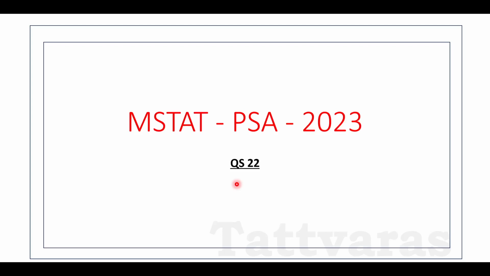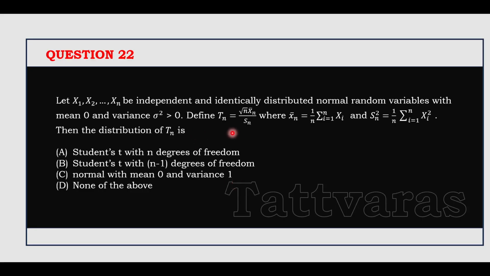So today we are going to discuss question number 22 from PSA 2023. Here we are given a set of independent and identically distributed n normal random variables with mean 0 and variance sigma square. And our statistic of interest is this. We need to find out whether this statistic follows a student's t distribution or a normal distribution with mean 0 and variance 1.